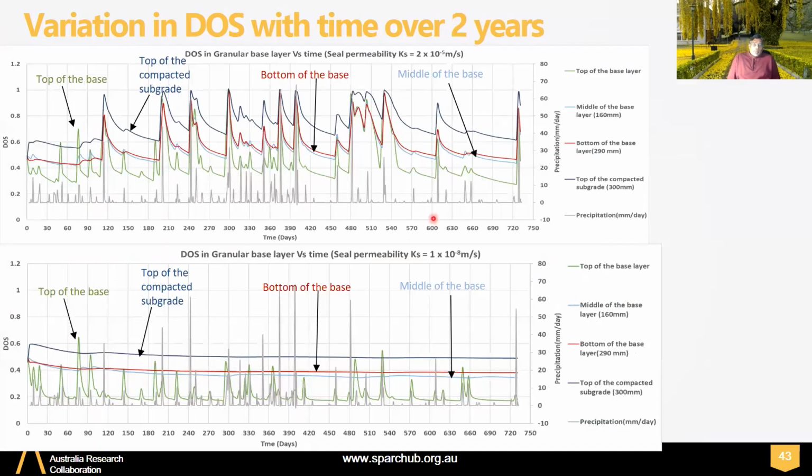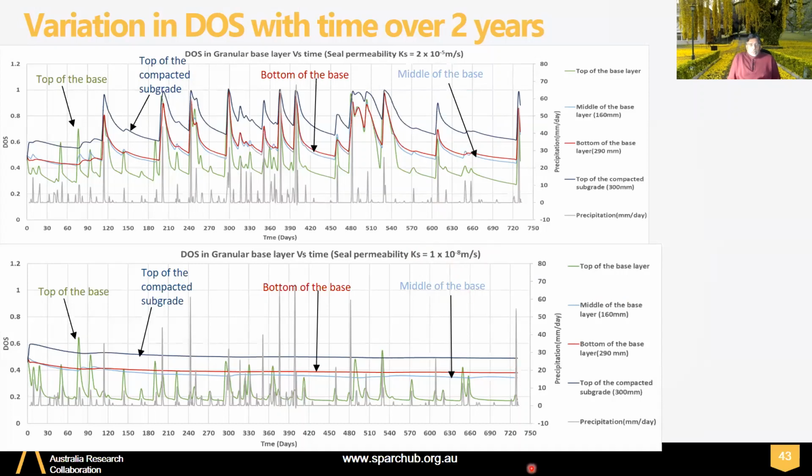This one is different. You have 2 times 10 to the minus 5 for the base seal, but the next one is 10 to the minus 8. So we have reduced the seal permeability quite significantly. So, a good tight seal. Normally, good seals must have this kind of permeability, right? So whether we can maintain it for the long term is the question, with cracking and deterioration and so on. But let's say we maintained it.